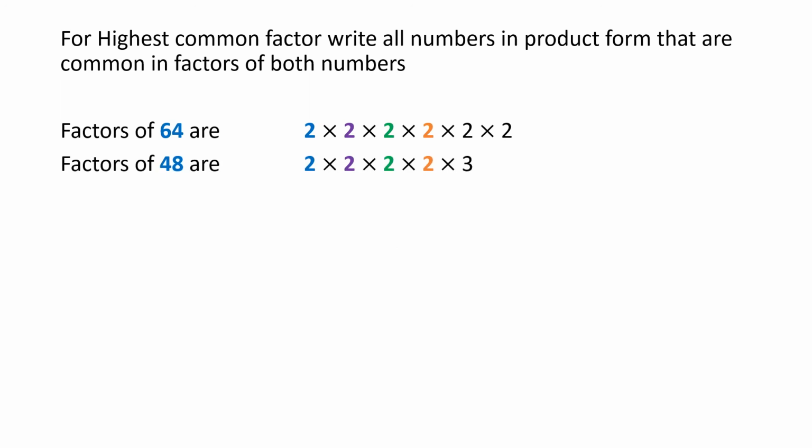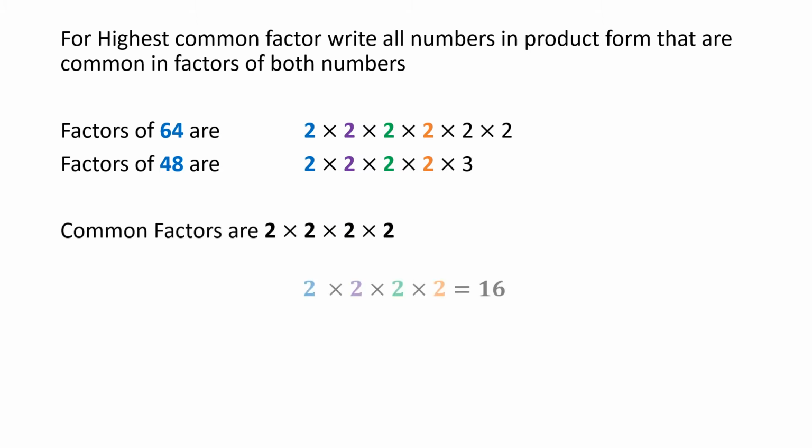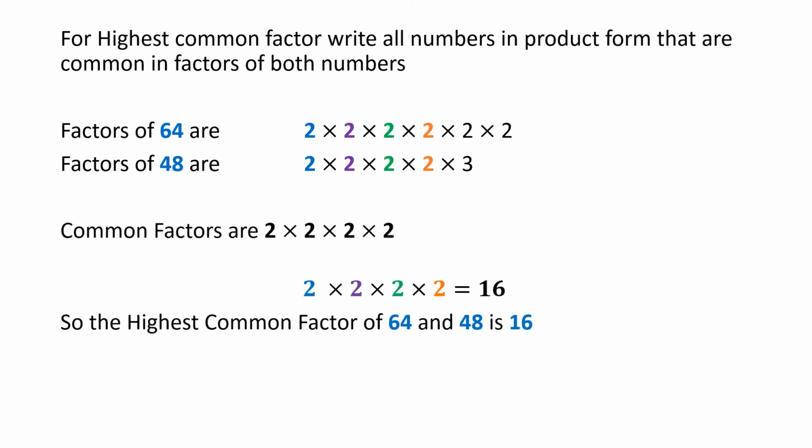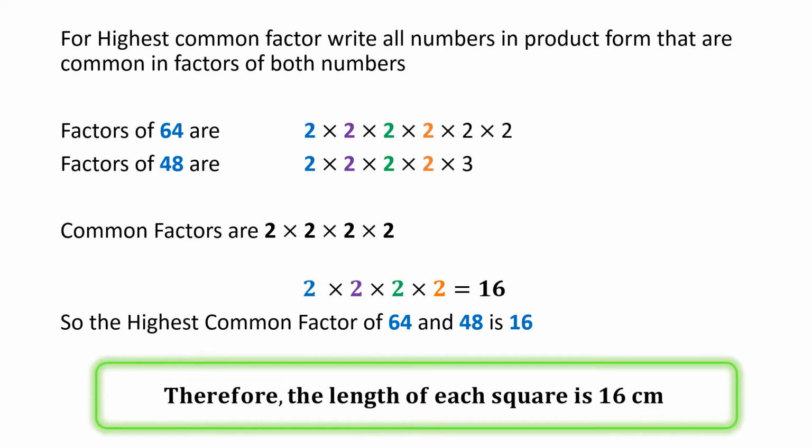For the highest common factor, write all numbers in product form that are common in factors of both numbers. Common factors of 64 and 48 are 2, 2, 2, and 2. By multiplying these numbers we have the HCF of 64 and 48, that is 16. Therefore, the length of each square is 16 centimeters.